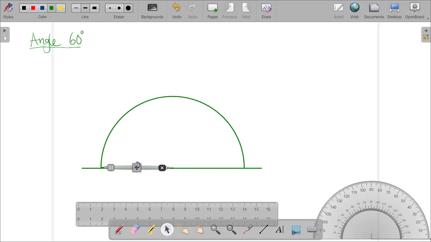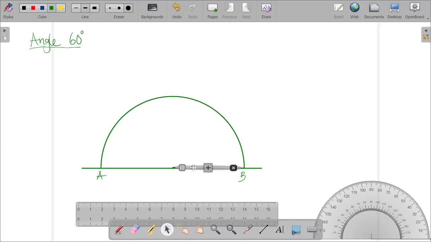Now you must not adjust this radius. Radius means the distance between this compass point and the pencil. Do not adjust the radius. So with the compass just the way it is, you place the sharp point at either point A or point B. Let's call this point A. This is my point A. This is my point B. Make sure you don't adjust the compass. You place the compass point on either A or B.